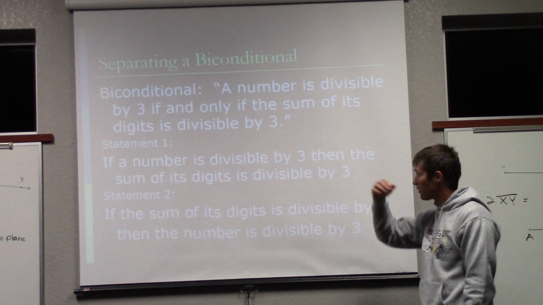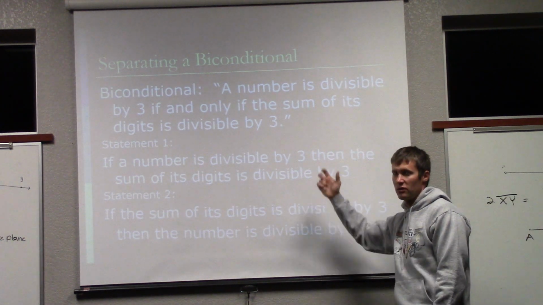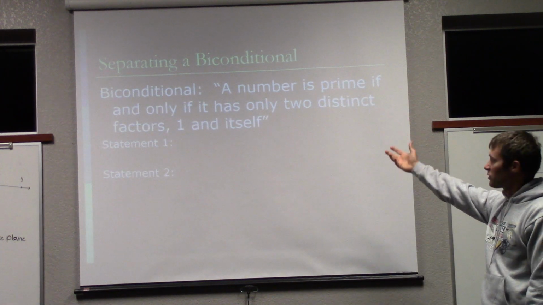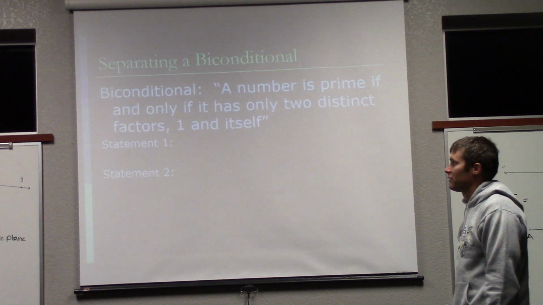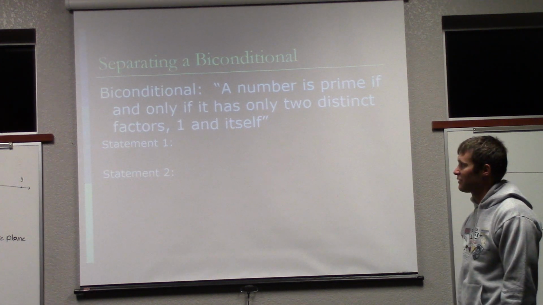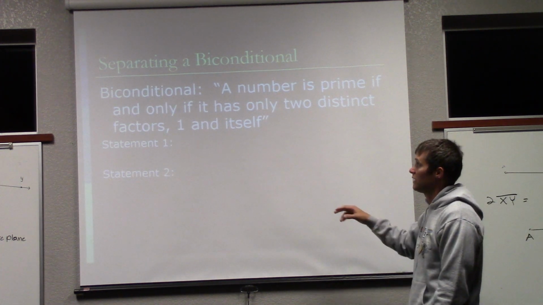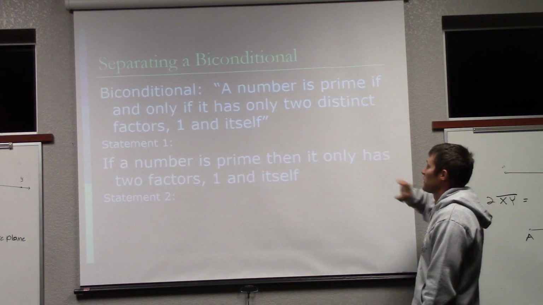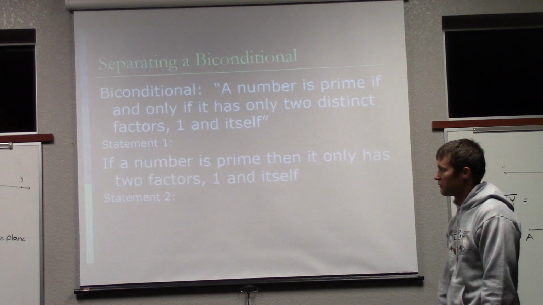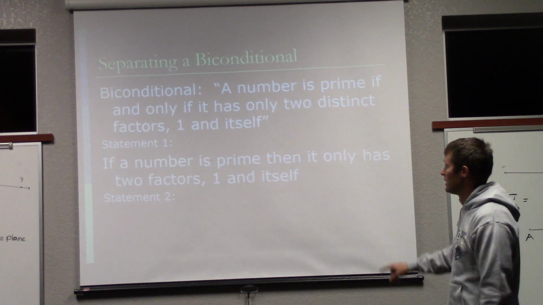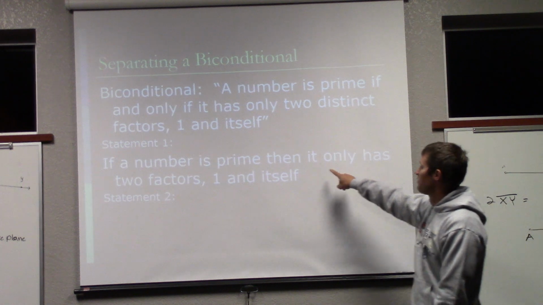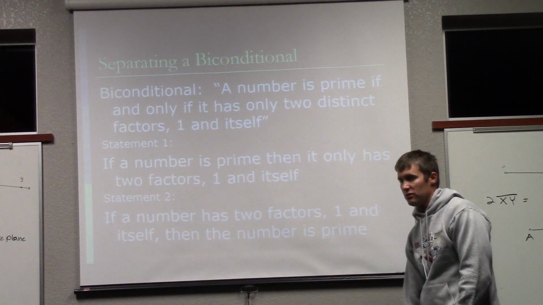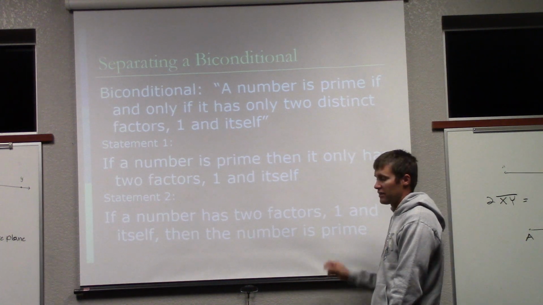So anytime, we can break down a biconditional into a condition and its converse. Biconditional statement: a number is a prime number if and only if it has two distinct factors, one and itself. Again, we'd say if a number is a prime number, then it has only two distinct factors, one and itself, and then we state the converse. If a number has two distinct factors, one and itself, then the number is prime.